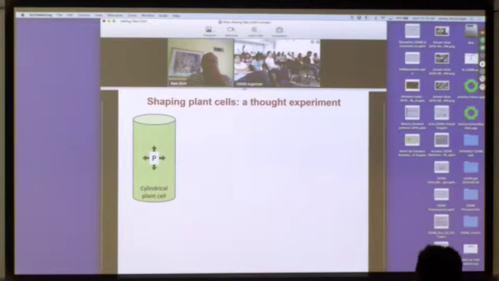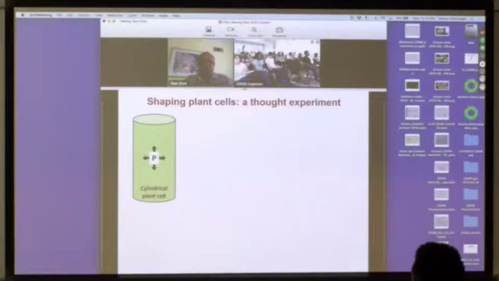So it's pretty straightforward. Let's start out with a shape that represents a plant cell. There are many plant cells, a lot of the ones that we study and a lot of people study, and you'll see lots of pictures again and again, are roughly cylindrical cells. Okay, so if we look at a cylindrical plant cell, we have this turgor pressure P, which is hydrostatic, so it doesn't inherently have any directionality. It's the same in all directions.